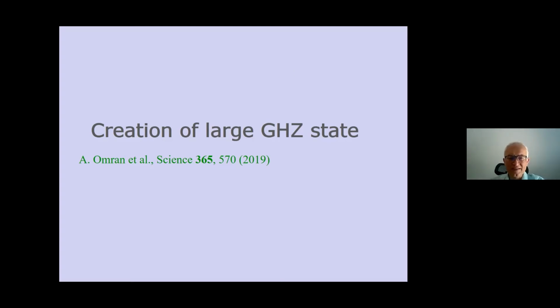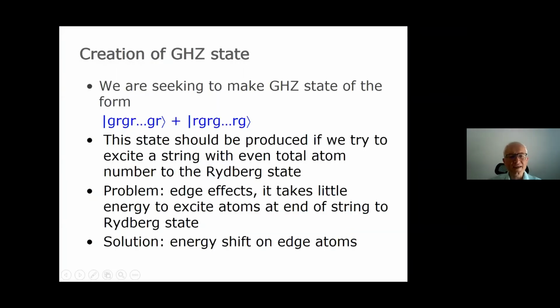Okay, so let's think about large GHZ states. Before, I told you we had an odd number of atoms. Now we are doing an even number of atoms, and that means that there are 2 degenerate ground states in this antiferromagnetic ordering, right? Either the first atom can be in the Rydberg state and the second atom in the ground state, etc., or the opposite one. So we are trying to make a superposition of these 2 degenerate ground states, where either the leftmost atom is in the Rydberg state, and then we have perfect antiferromagnetic ordering, or the other way around.